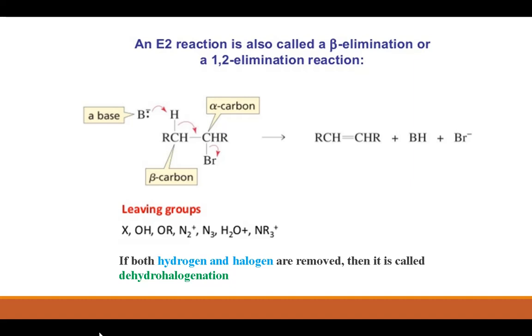In an elimination, the leaving group may be halogen, hydroxyl group, OR, N2+, N3, H2O or NR3+. If both hydrogen and halogen are removed, then it is known as dehydrohalogenation reaction.